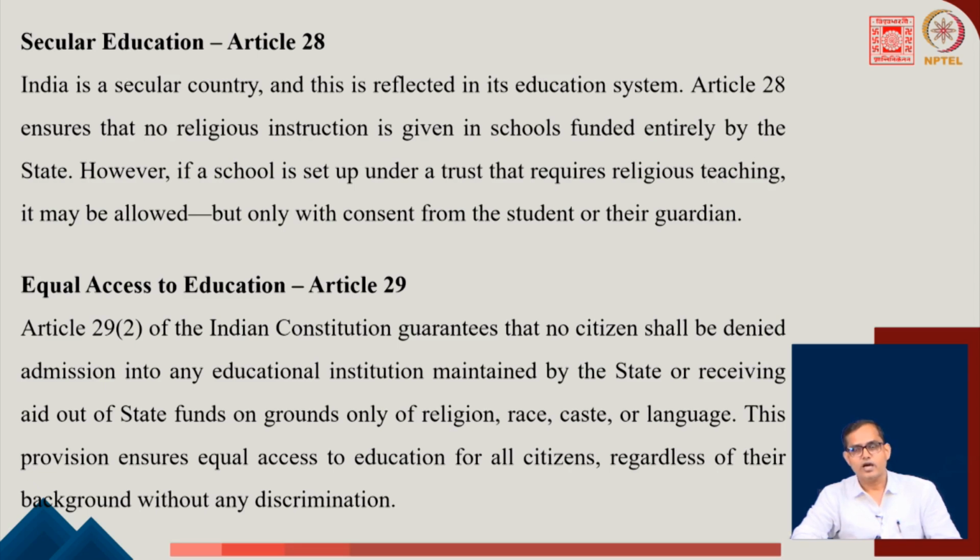Article 29, that is equal access to education. Article 29(2) of the Indian Constitution guarantees that no citizen shall be denied admission into any educational institutions maintained by the state or receiving aid out of state funds on grounds only of religion, race, caste or language. This provision ensures equal access to education for all citizens regardless of their background, without any discrimination.